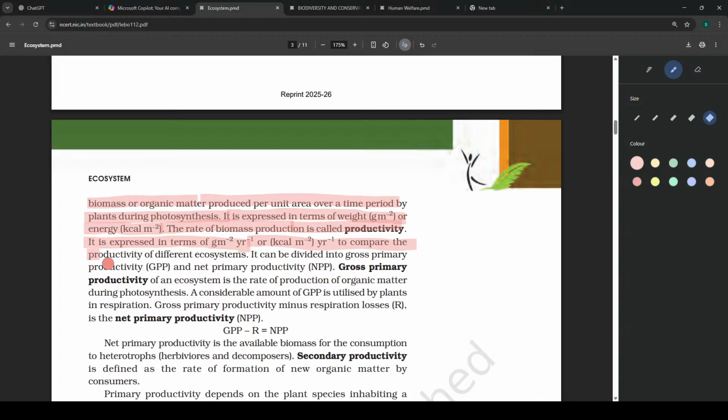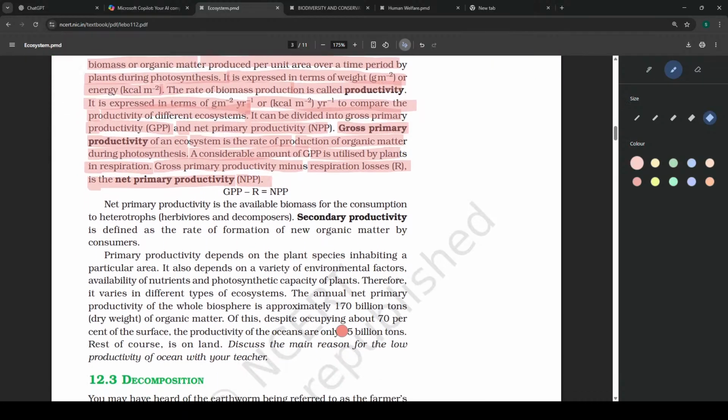To compare the productivity of different ecosystems, it can be divided into gross primary productivity, GPP, and net primary productivity, NPP. Gross primary productivity of an ecosystem is the rate of production of organic matter during photosynthesis. A considerable amount of GPP is utilized by the plants in respiration. Gross primary productivity minus respiration loss is the net primary productivity known as NPP.